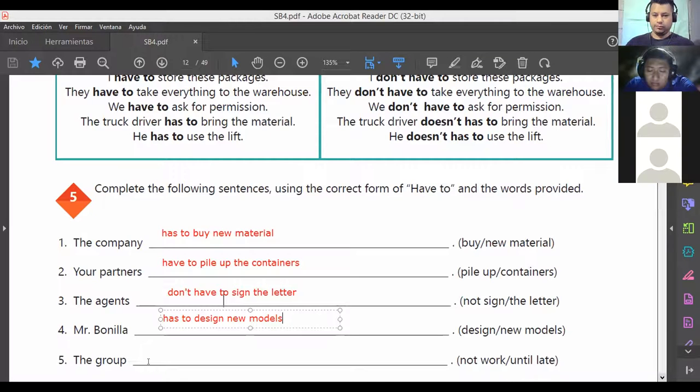A ver, Oscar, number 5. The group doesn't has to work until late. Okay, good. The group doesn't have to work until late. Very good. There we are. Entonces, ya sabemos afirmativo, ya sabemos negativo, ¿verdad? Bien. This is to talk about obligations.